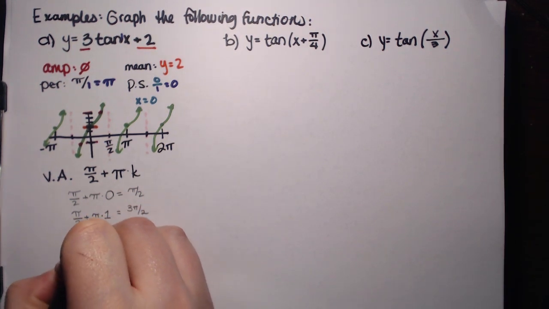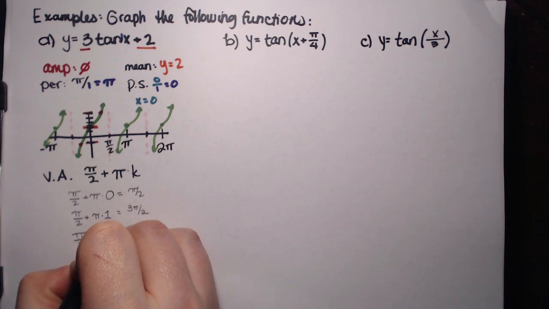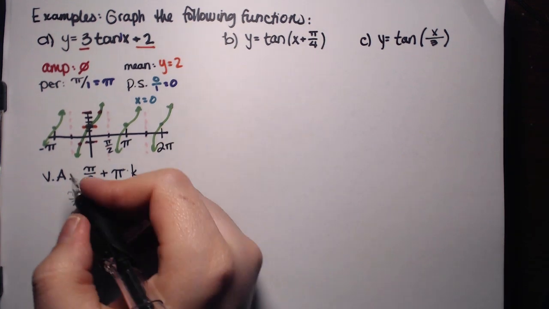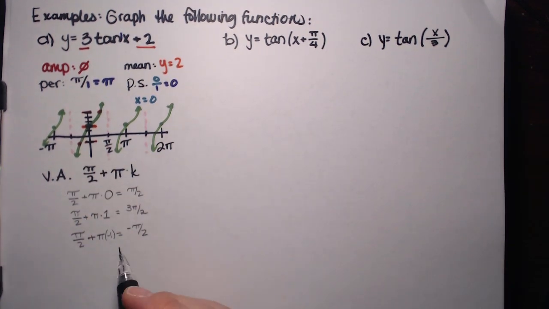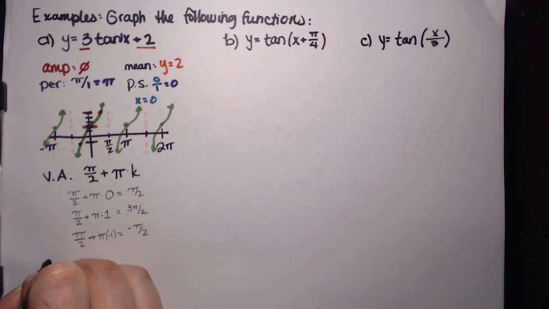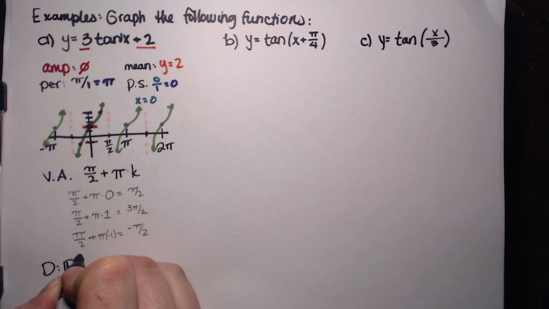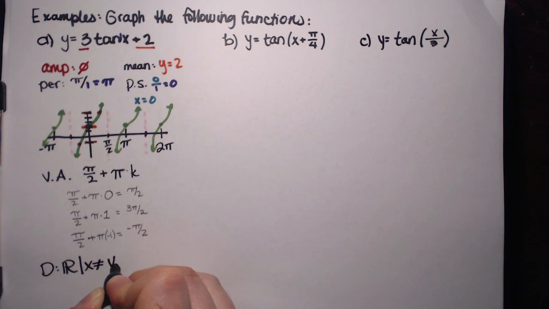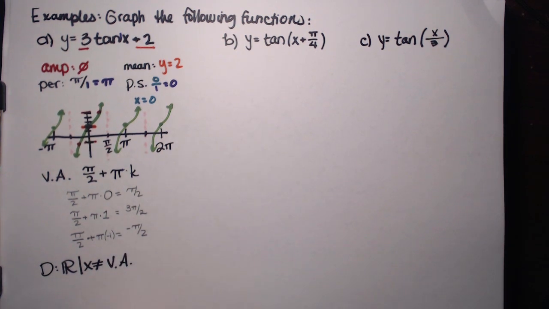If k is negative 1, I'm really subtracting, I'm going to get negative pi halves, which is where these 3 are. So this allows us to, I can go farther, I can do 2, 3, 4. This allows us to represent the vertical asymptotes. So the way I write domain and range is all real numbers such that x is not equal to a vertical asymptote. And the range is just all real numbers.